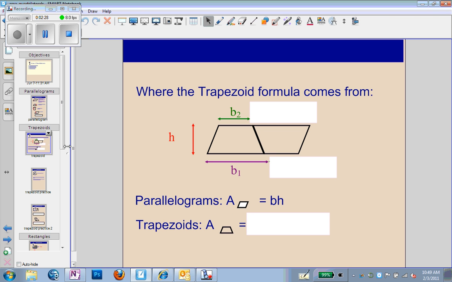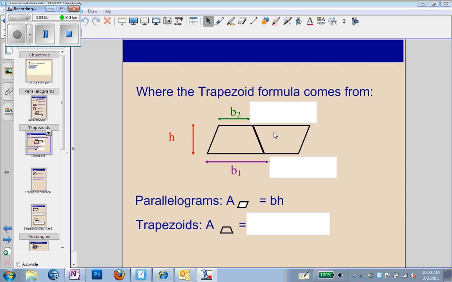Next, we're going to talk about trapezoids. Well, first I want you to understand where the trapezoid formula came from. The trapezoid formula is based on the formula for the area of a parallelogram. If we look at this parallelogram, you can split a parallelogram into two congruent trapezoids. And what you'll notice is that the trapezoid has two sides that are parallel. We already know that from the definition of a trapezoid. Well, the two sides that are parallel to each other are different lengths.